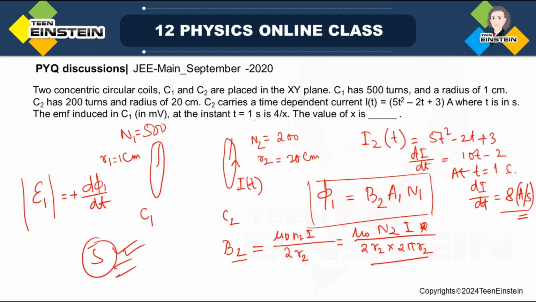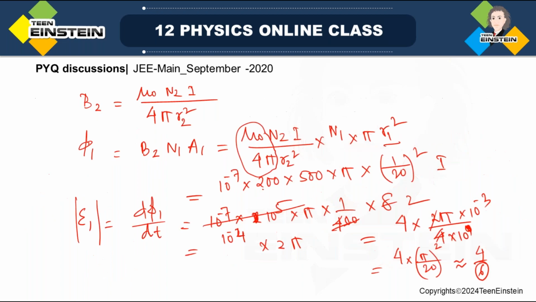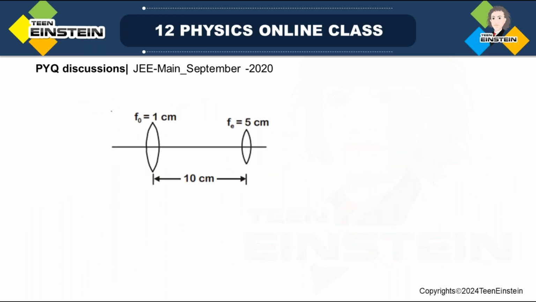I don't know, maybe somewhere I have made a small typo, or I forgot to multiply something. So I think this is the procedure overall, and you have to go and do it. The answer is 5. All right, let us go to the next problem.